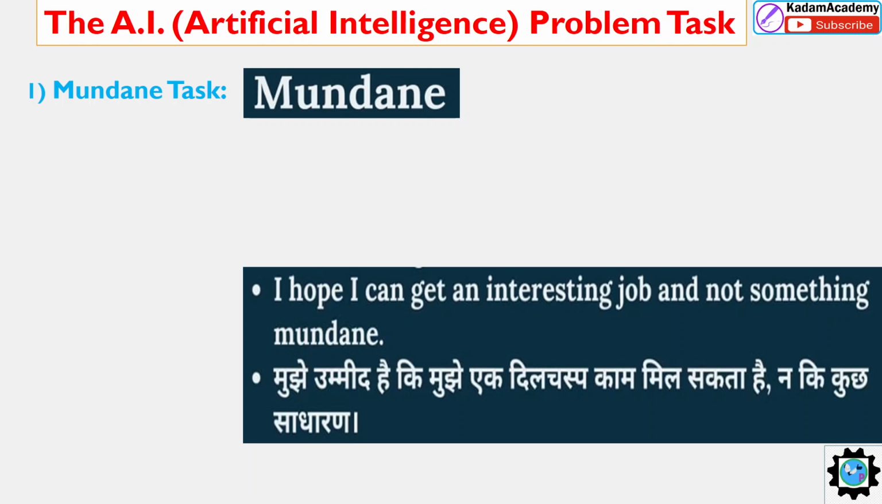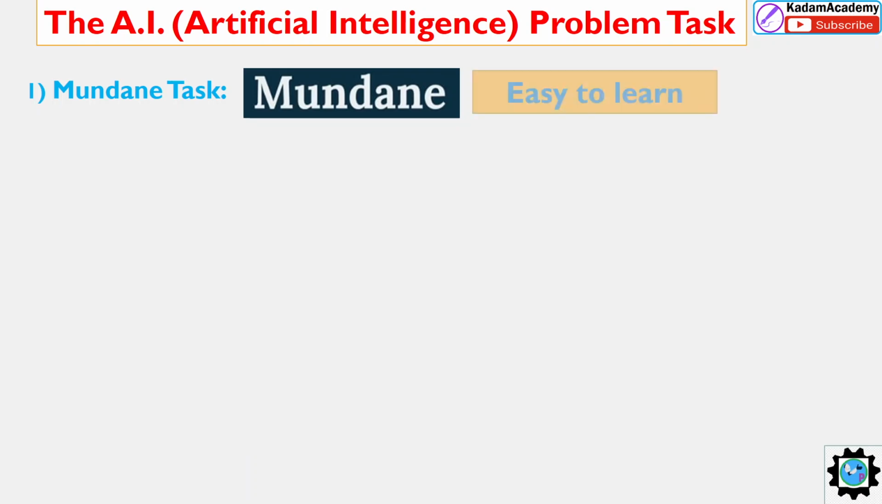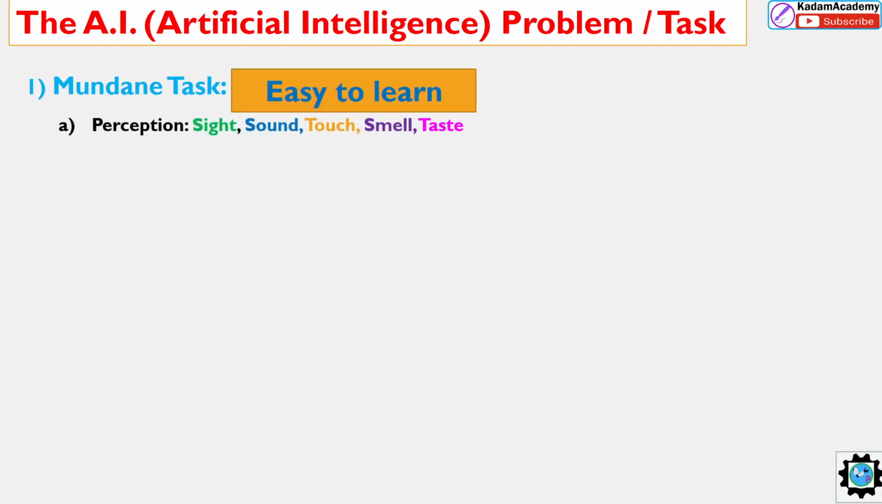Friend, the AI problems: first mundane tasks, which include perception, and after that natural language, common sense reasoning, and robot control. You see them one by one. This is a very easy task, easy to learn, and humans learn the mundane, ordinary tasks since their birth. It's the easiest to learn.